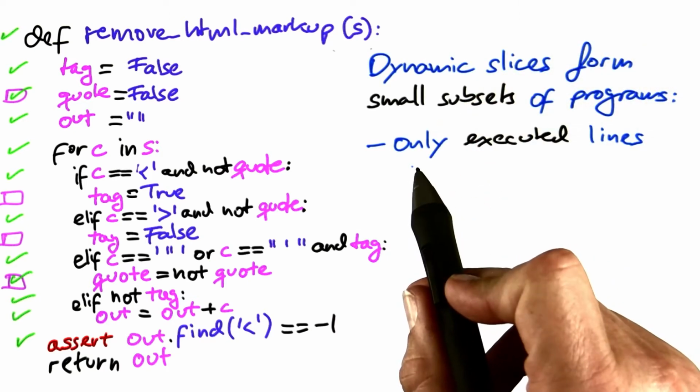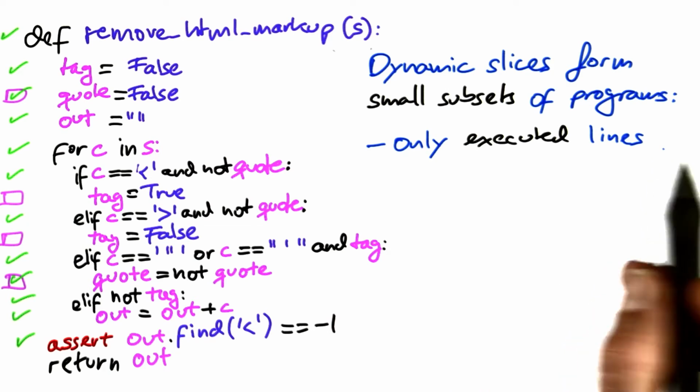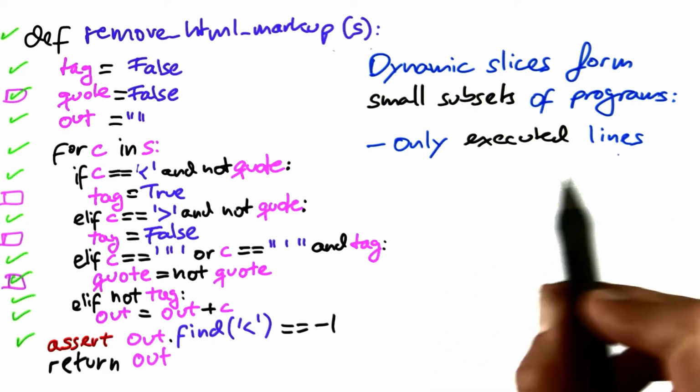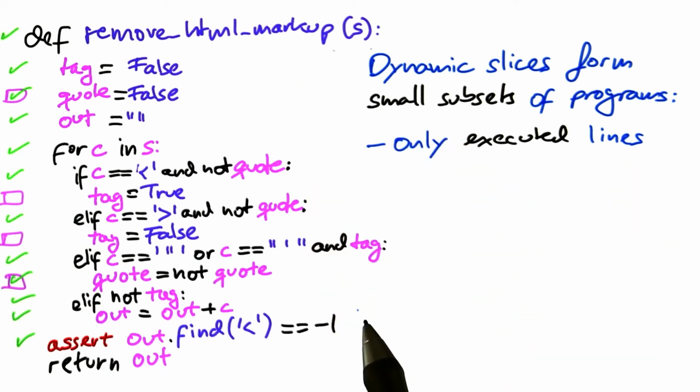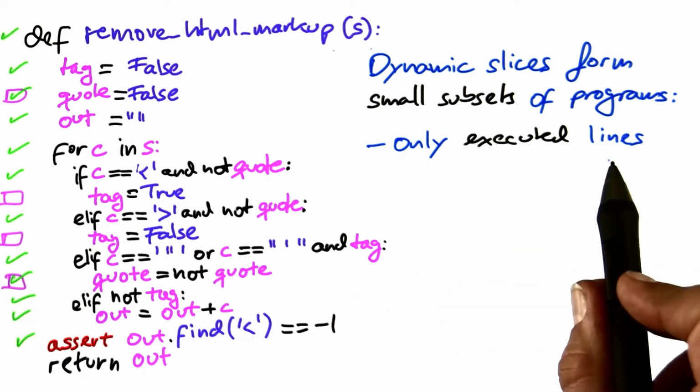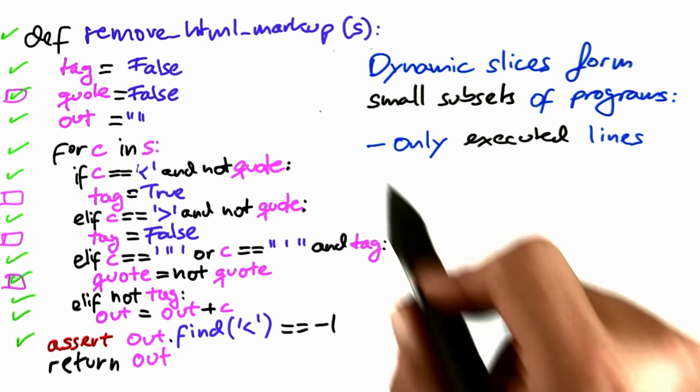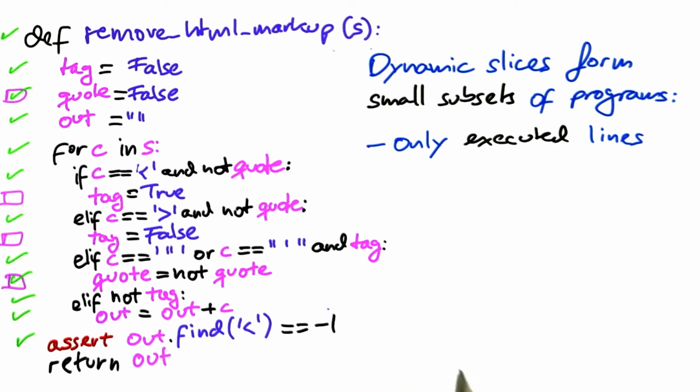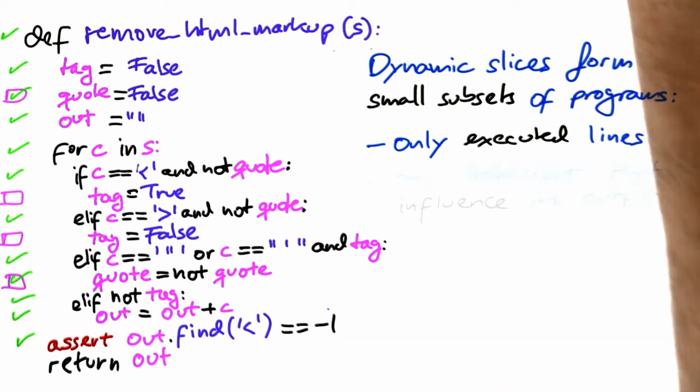First, they contain only executed lines. That is, lines that are not executed don't become part of the dynamic slice in the first place. And of course, a line that's never executed can't have anything to do with a bug. It may have something to do with a fix, though.